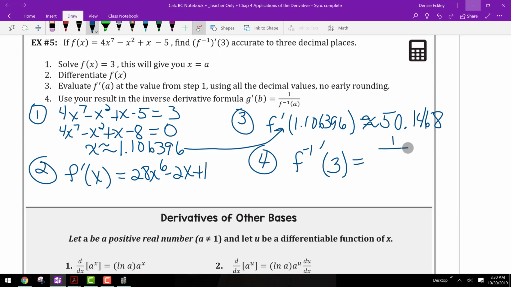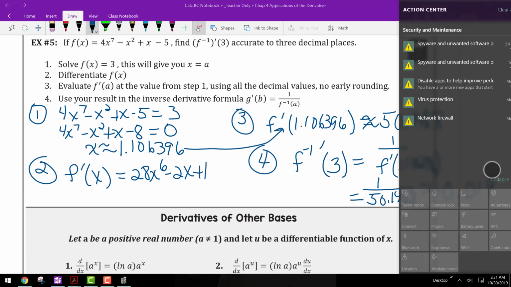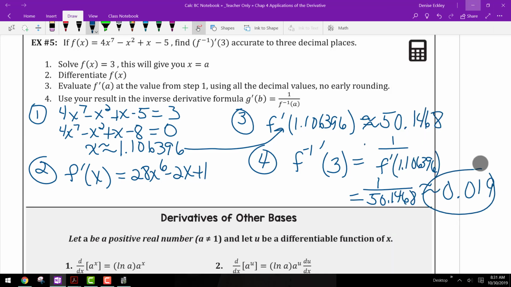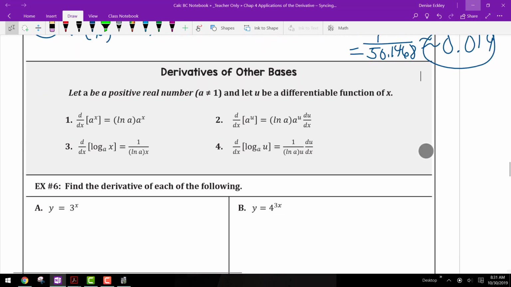And then finally, to find the inverse that we want, so we want f inverse prime of 3, that's going to equal 1 over f prime of 1.106396. So this is going to equal 1 over my 50.1468. And I want the decimal equivalent to 3 decimal places, 0.0199. Okay, now that's how you find the derivative of an inverse.